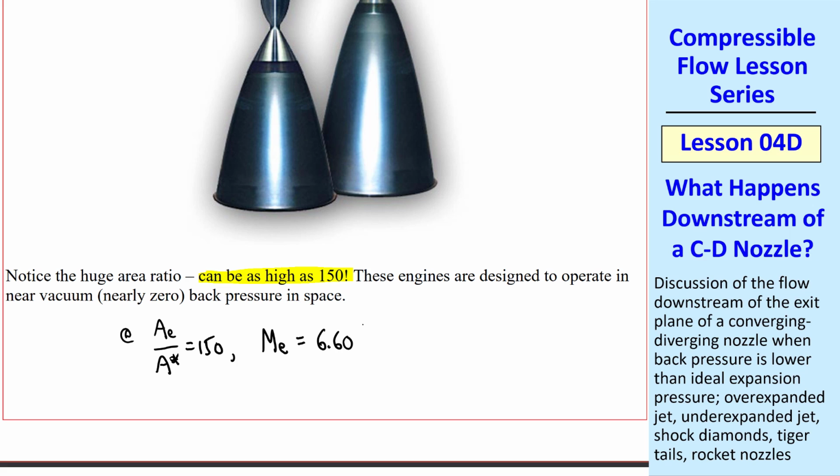It turns out to be about 6.6, which is big, but to get closer to ideal expansion, you'd have to keep making this area bigger, and you get diminishing returns. And don't forget that in real life, there's friction along these walls.